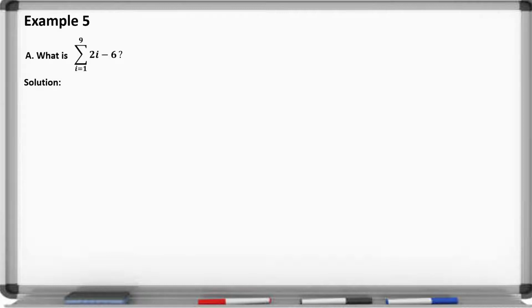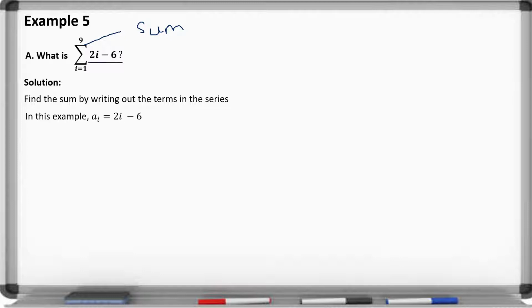So let's look at another example. Let's say they ask you, what is the sum from 1 to 9 of 2i minus 6? Again, the sigma just means sum. This means add up all the terms. So find the sum by writing out the terms in the series. In this example, we know that ai is 2i minus 6.